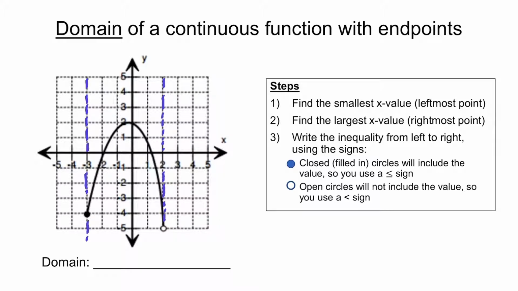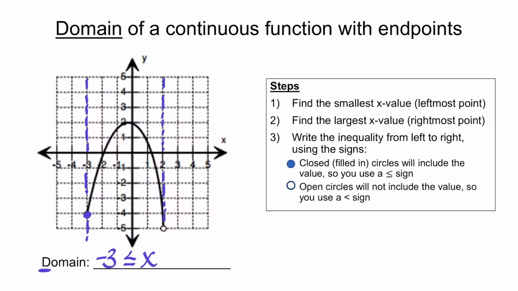The smallest value is at -3. So -3, you can see I have a filled in circle at -3. So that is going to be a less than or equal to sign. Since I'm talking about the domain, I'm going to write x. Okay, because I'm telling you all of the possible x values.